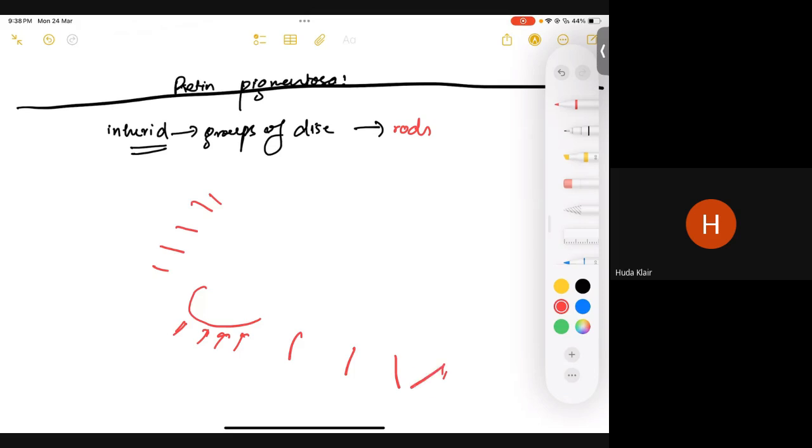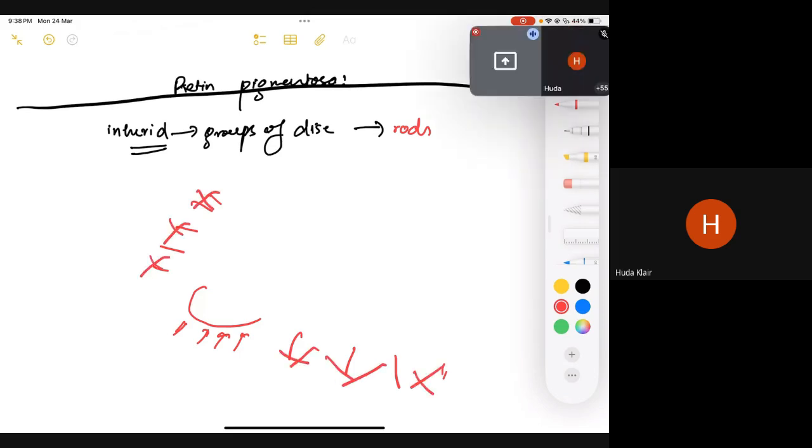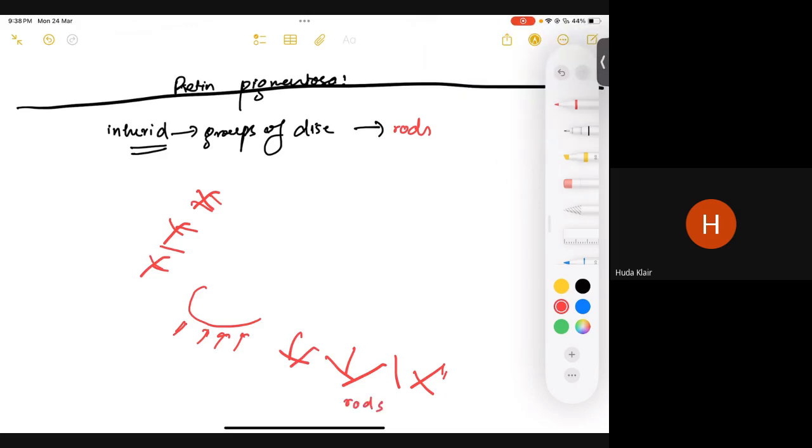So if you have degeneration of the rods, you are going to have two problems. If we are having degeneration of rods which are present on the periphery, we are going to have two problems. First of all, night vision problems. And what else? We are going to have problems within the periphery. That is, the peripheral vision is going to be lost because we have a lot of rods present in the periphery. Is that clear?